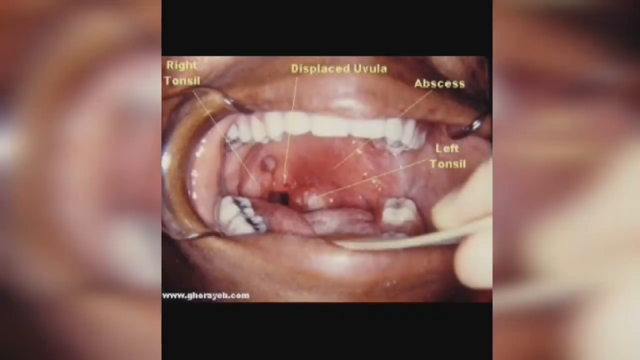You can see here some complications of peritonsillar abscess. This is the right tonsil. This is the left tonsil, very inflamed. The uvula is also displaced. It is a serious condition of peritonsillar abscess, with very difficult swallowing and difficulty breathing. It is very dangerous if untreated.